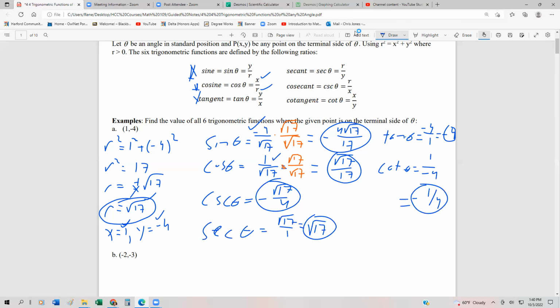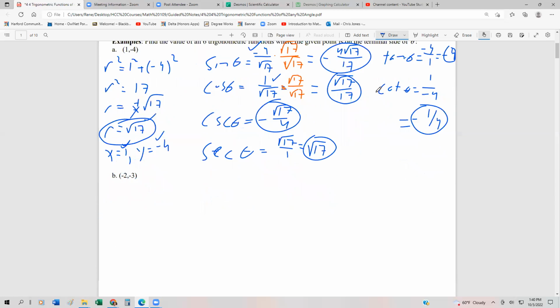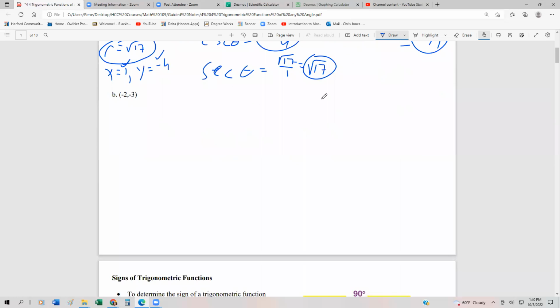So that's how easy it is to use these circular definitions. It's actually really similar to things that we've already seen. As a second example, we have x equal to negative 2, y equal to negative 3, and so r squared would be negative 2 squared plus negative 3 squared. r squared is going to be equal to 4 plus 9, which is 13. And then we would just take the square root of both sides. And so r is going to be the square root of 13.